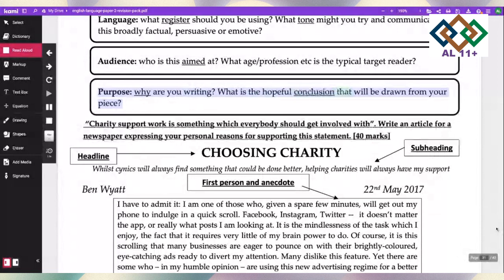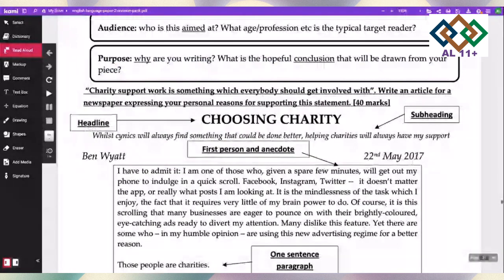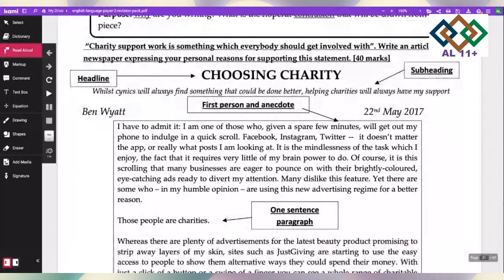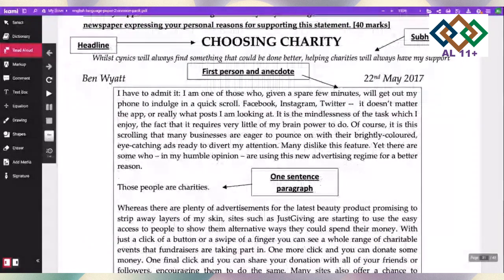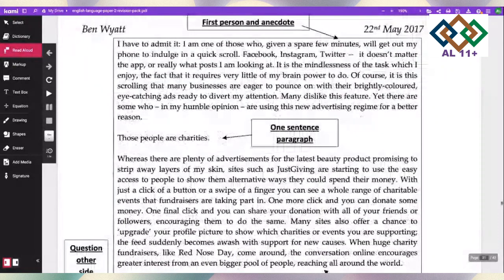And these are some things you have to think about: the headings, the subheadings, the first person, how you'll be writing your newspaper article. Basically, these are the things you have to keep in mind.